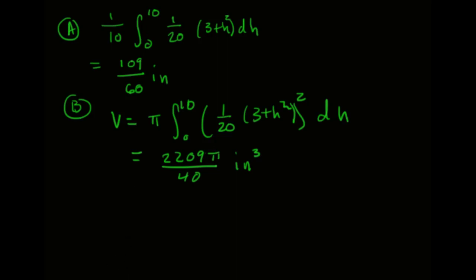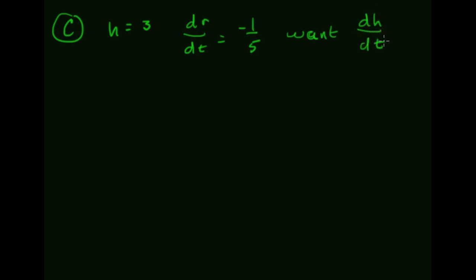So let's look at part C of the problem. All right, so part C is when this becomes a related rates problem. So we're given that the height is going to be 3 inches. The rate at which the height is changing is -1/5 inches per second. And we want the rate of the radius changing, right? So really, you just use the equation as given.